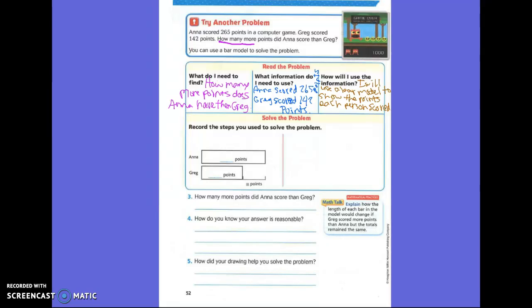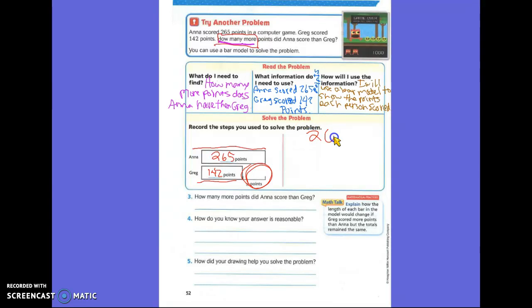Okay, to solve this problem, how many points did Anna score again? 265. And then how many points did Greg score? 142. Put them in the boxes. Now, do you notice that these boxes are separate? Yes, that's because we are doing subtraction like you said. It said how many more? That means subtraction, because Anna made all these points and Greg only made this amount. We want to see how much more he would need to get to Anna. So to solve the problem, we're going to subtract.